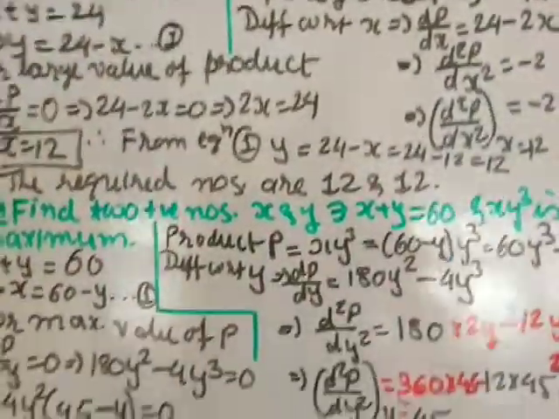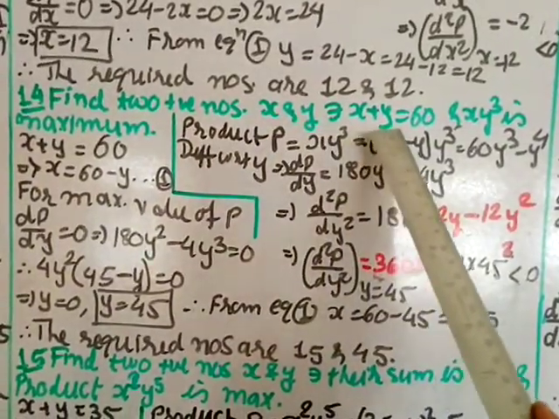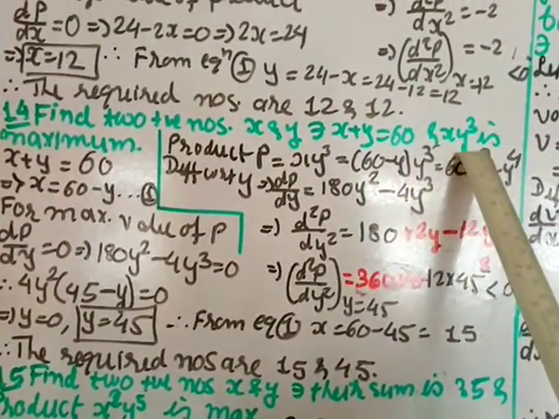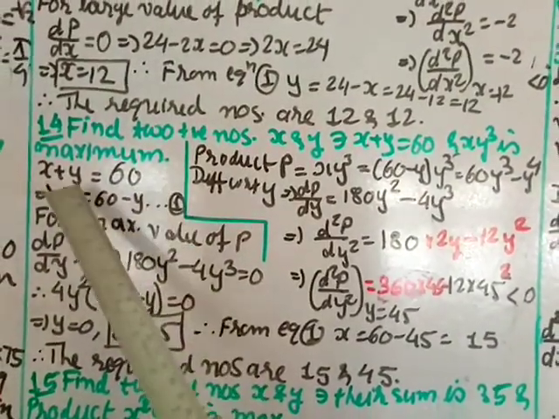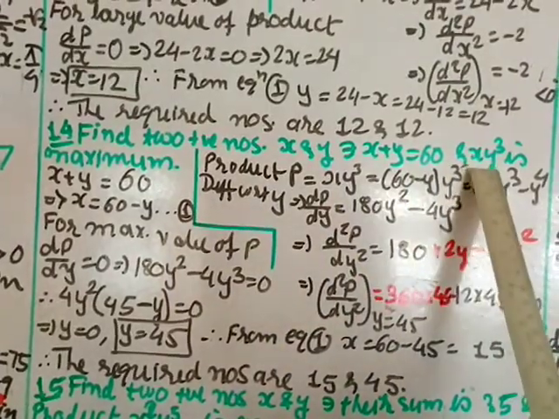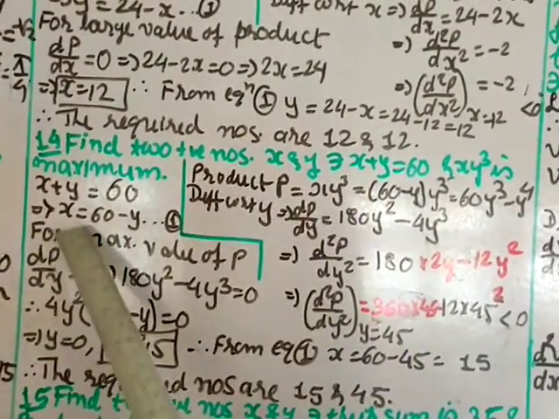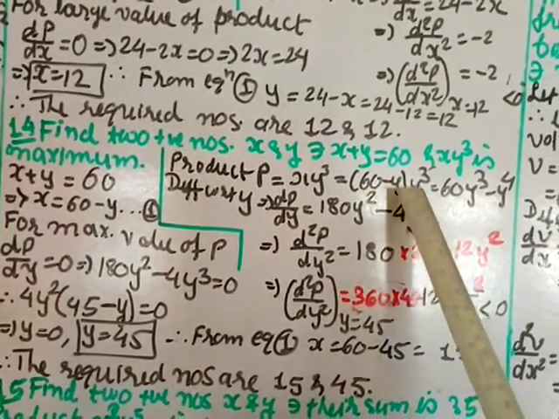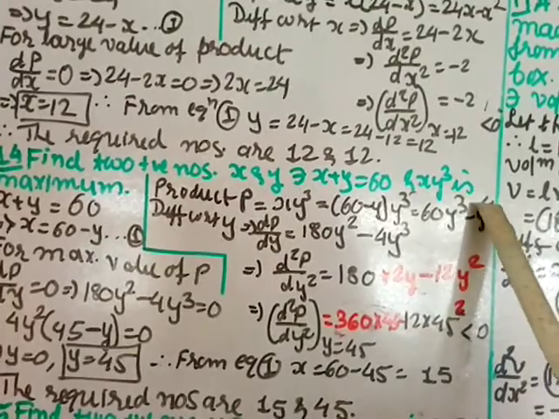Question number 14. Find two positive numbers x and y such that x plus y is equal to 60 and x y cube is maximum. Here given x plus y is equal to 60. I transfer y here, so x is 60 minus y, call it equation 1. The product is given here, so I am just writing p is equal to x y cube. Put the value of x, that is 60 minus y, so 60 minus y times y cube. Multiply inside, so 60 y cube minus y power 4.